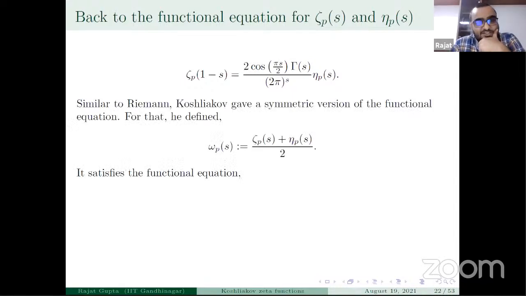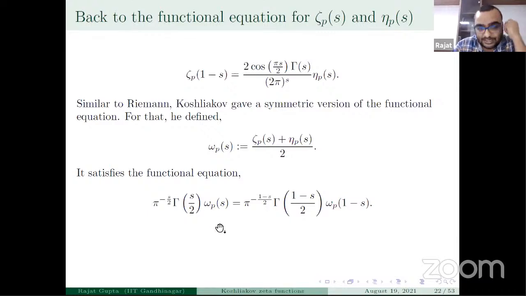For that, we first define omega_p(s) as (zeta_p(s) plus eta_p(s)) upon 2. And if you play with these two equations, you find that it satisfies the following elegant-looking functional equation. It is almost similar to the one for the Riemann zeta function, but in place of the Riemann zeta function, we now have omega_p(s).